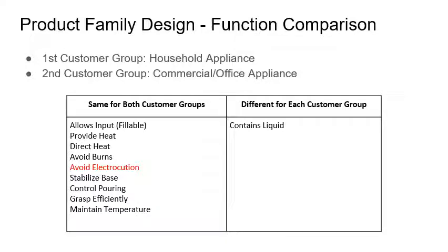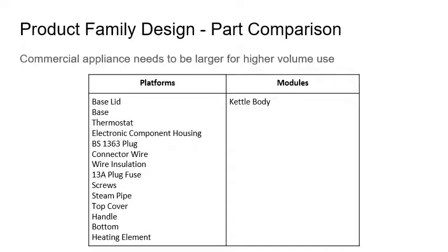Next, we have the function comparison between the two product families. Each function is again directly from the FAST diagram. The only change from the interim presentation is that avoid electrocution has been added to the left-hand column, denoting that it is a function that is the same for both customer groups.